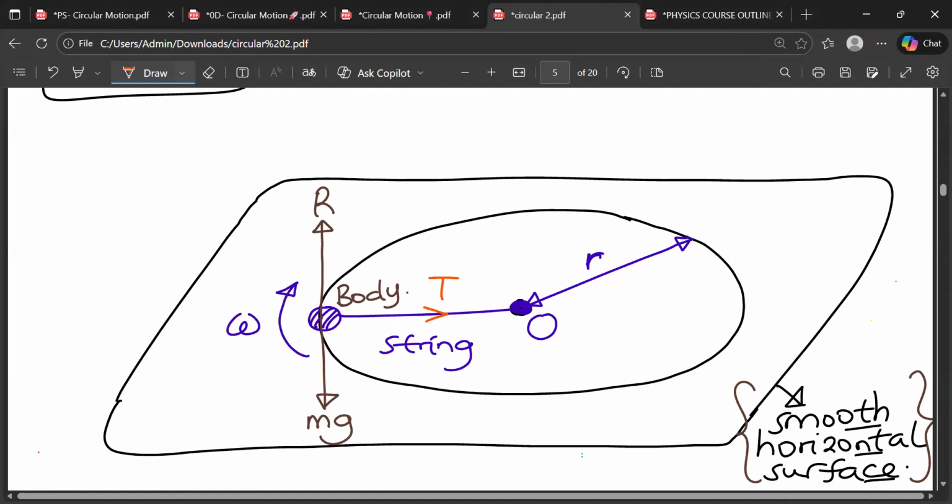So I want you people to be careful. We have R there, we have mg there, we have T there, we have R there, we have omega there. So you should follow. The letters are many, and we are going to come up with the formula we are going to use for today.